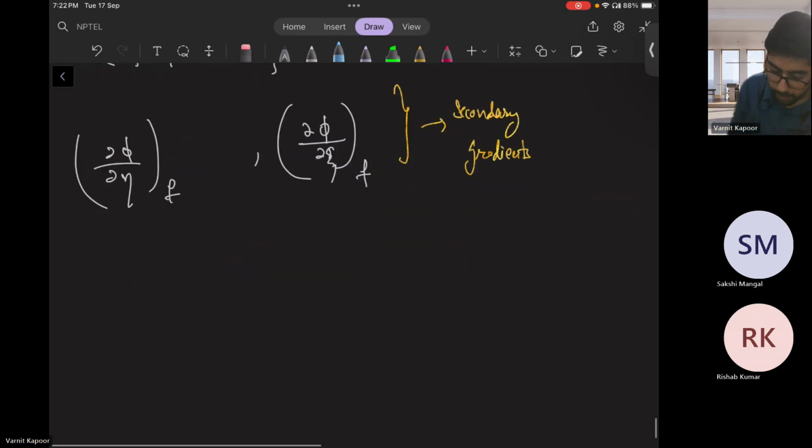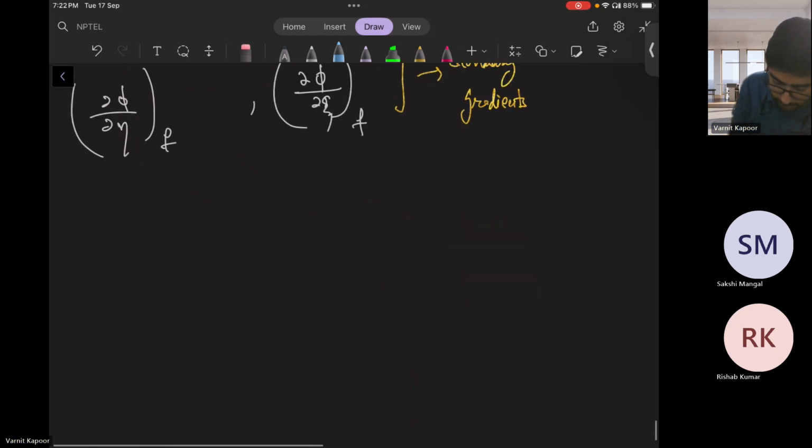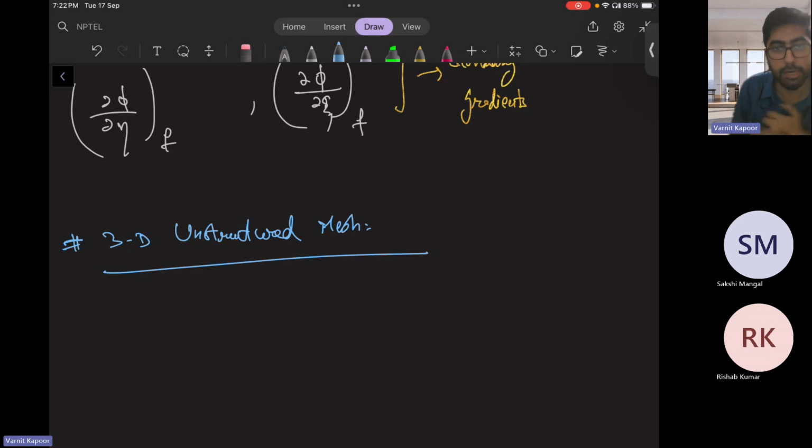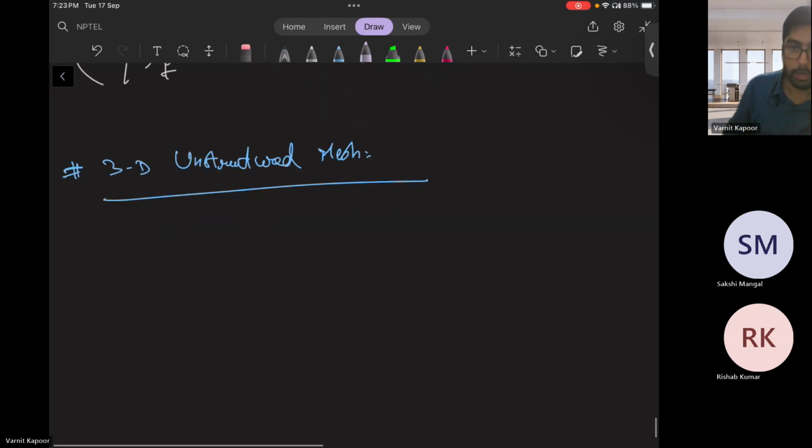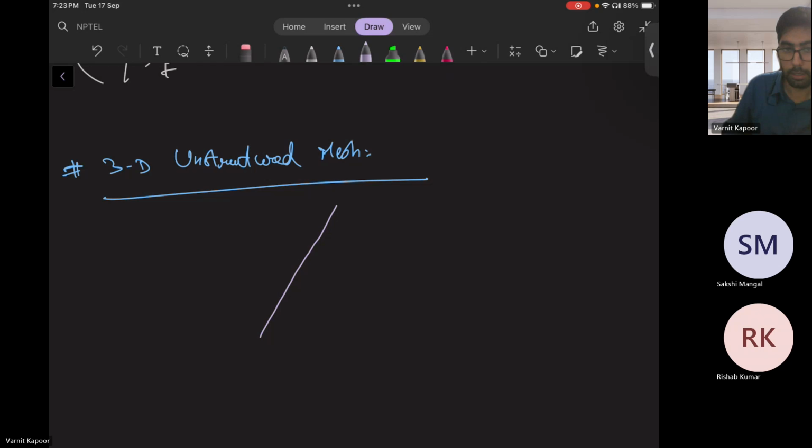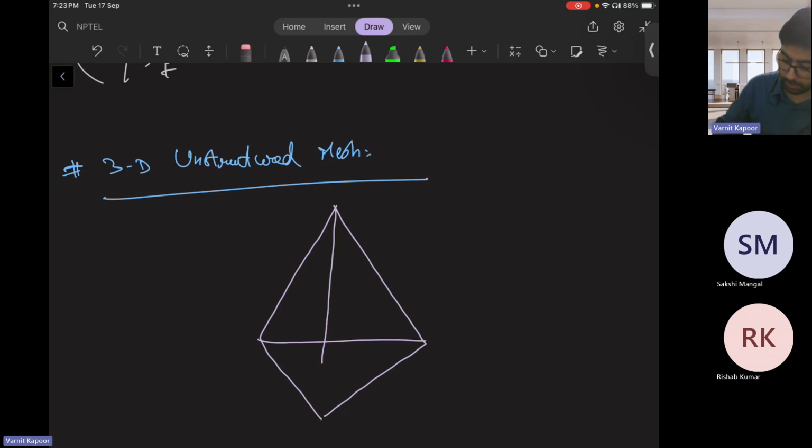So you can solve what have been discussed. Three-dimensional unstructured mesh. 1D we have done, 2D we have done, 3D structured we have done, unstructured we are going to. So the unstructured mesh means we can have some tetrahedron kind of symmetry. Difficult to visualize sometimes, and difficult to draw into 2D plane also.